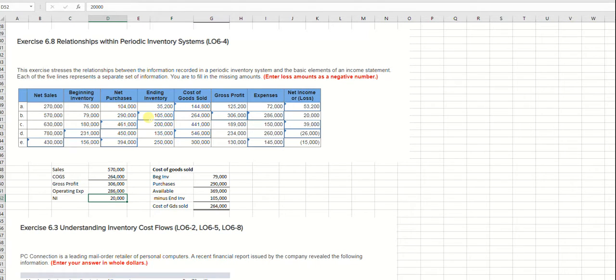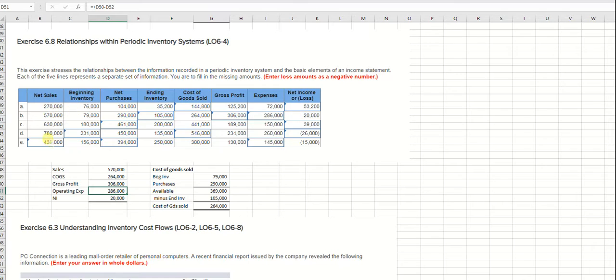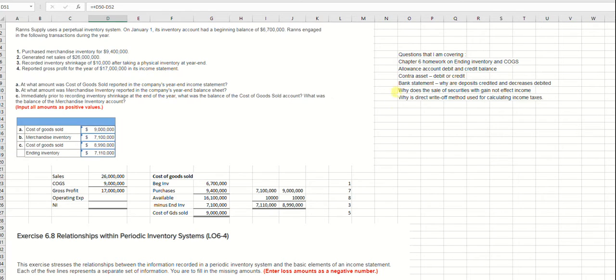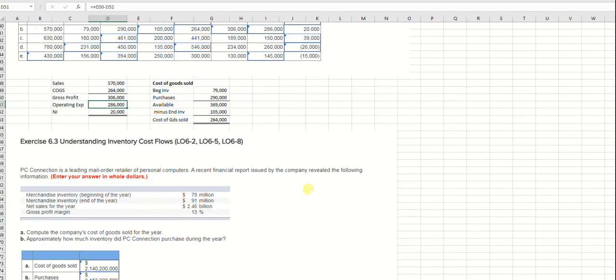My ending inventory is indeed 105. I just proved that. Next one was gross profit of 306. I got that. And expenses are 286. And you can practice these with the other three and get the numbers there. So that's how ending inventory and cost of goods sold works. And I know we had a few questions on that one.